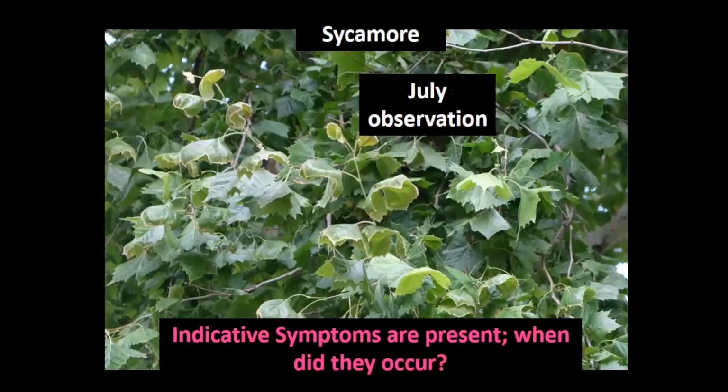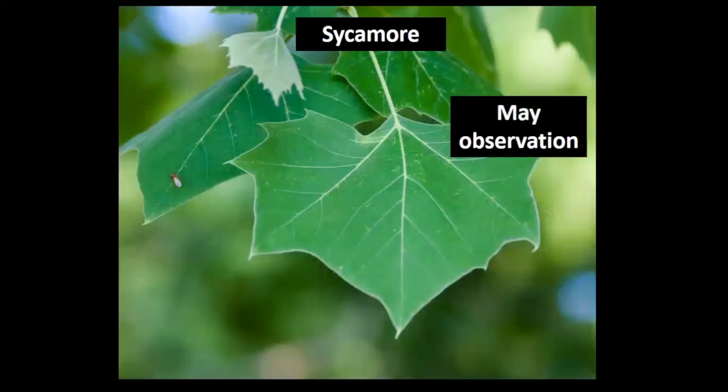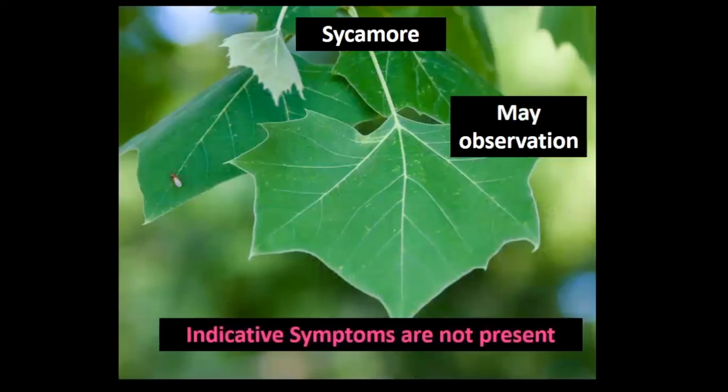Now, it's a July observation, so a question might be, if we know these plants probably leafed out in April, perhaps early May, depending upon where we are, when did these symptoms occur? Well, we may not be able to pinpoint that exactly, but if we had an observation on that sycamore, let's say in May, and the leaves look like this, and this seems to be a fairly common occurrence, that the initial leaf out in sycamore looks pretty good, and then later these symptoms develop.